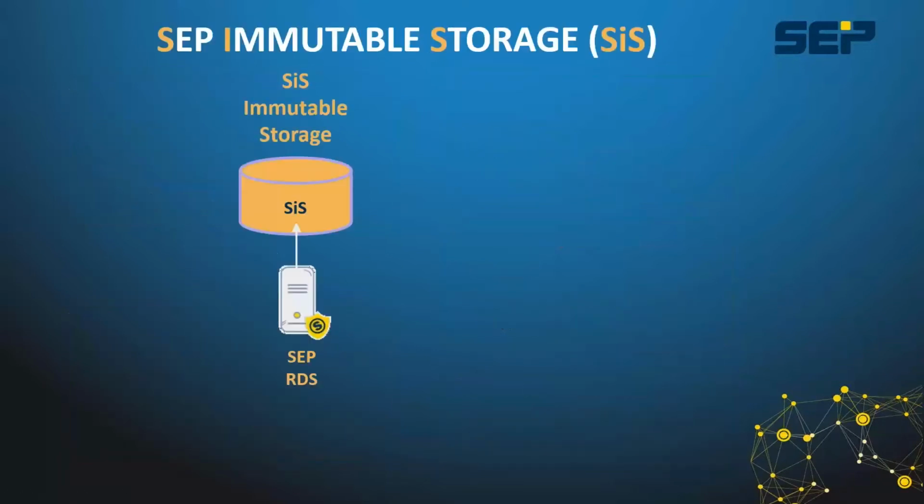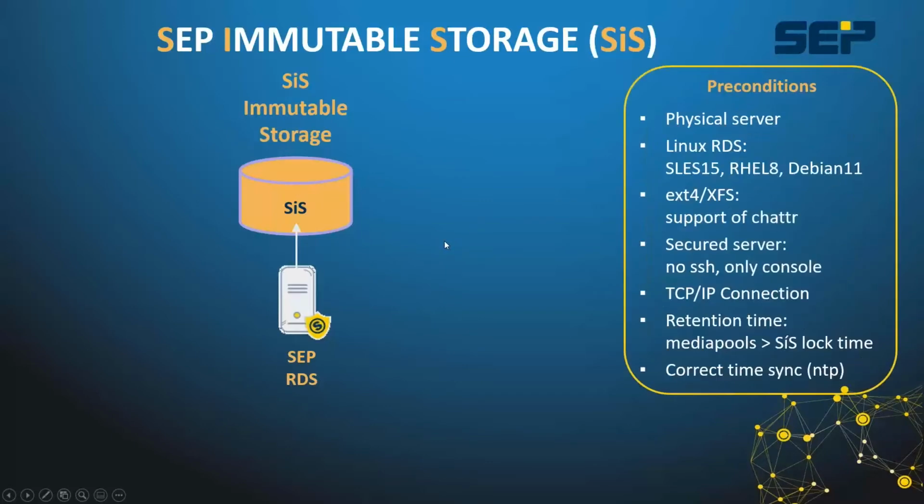Now let's talk about the SEP immutable storage. For the SEP immutable storage, you need a separate RDS with an internal direct attached storage where we set up the immutable storage. And what are the preconditions for this? The preconditions are that you need, first of all, a physical server to gain the best protection against ransom virus. Yeah. You need a Linux RDS. It's only working on Linux.